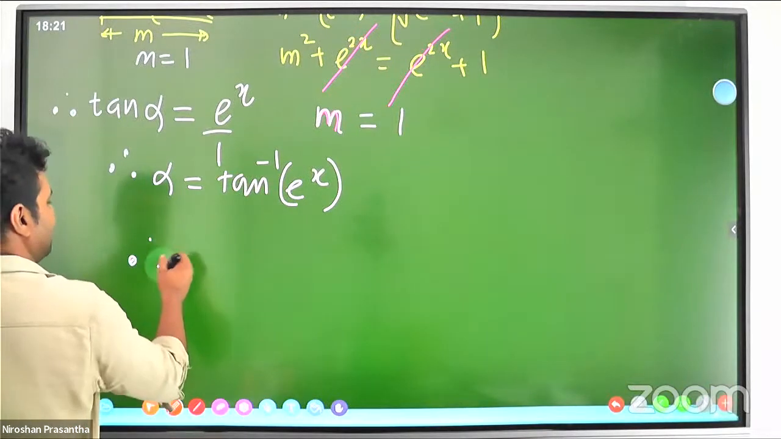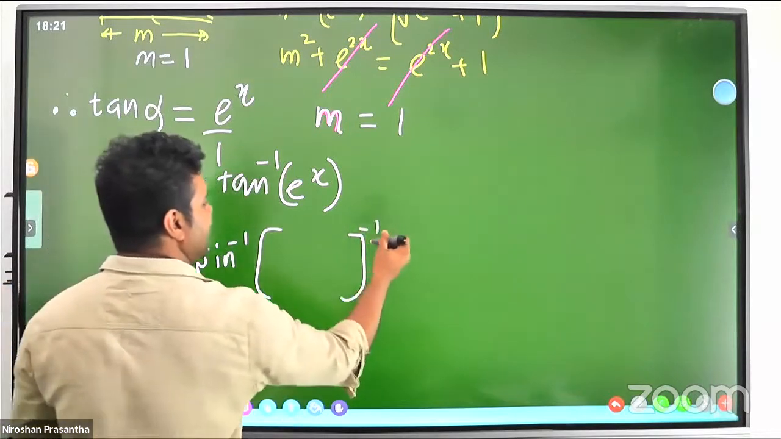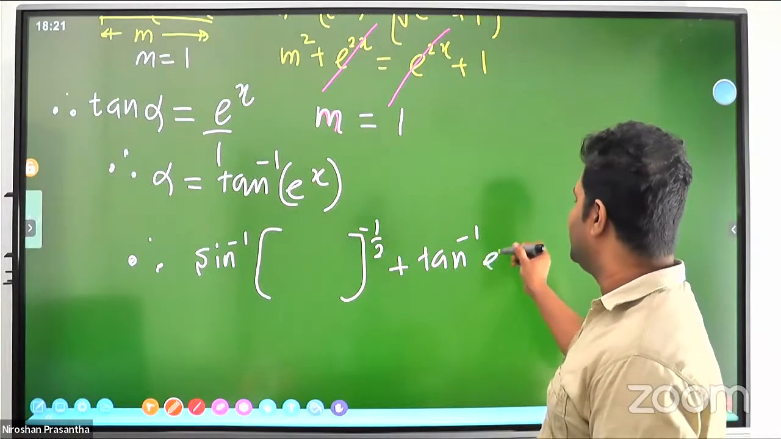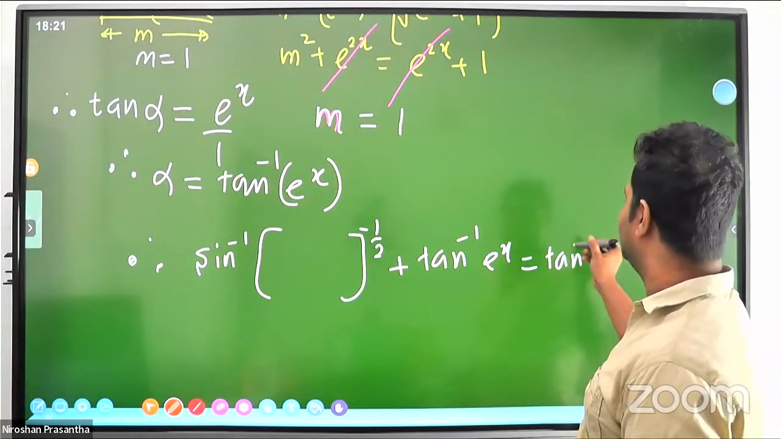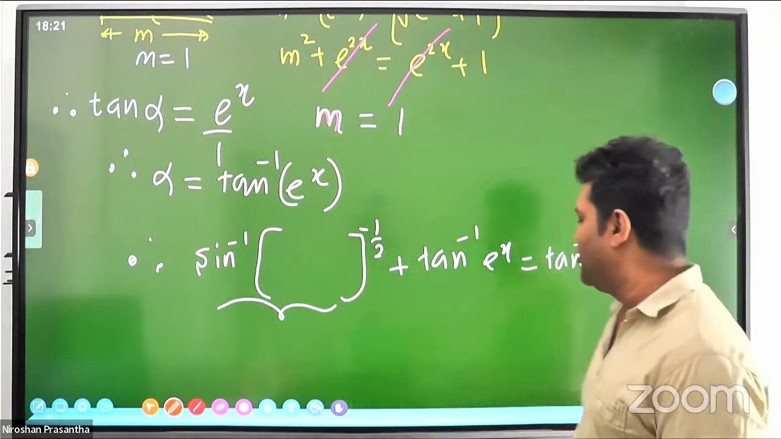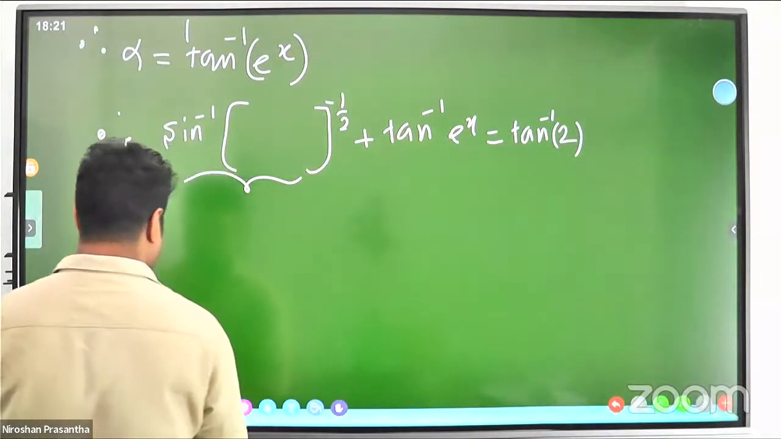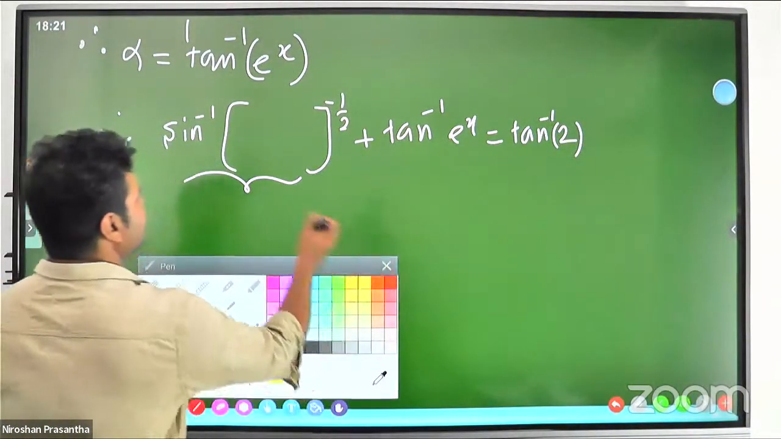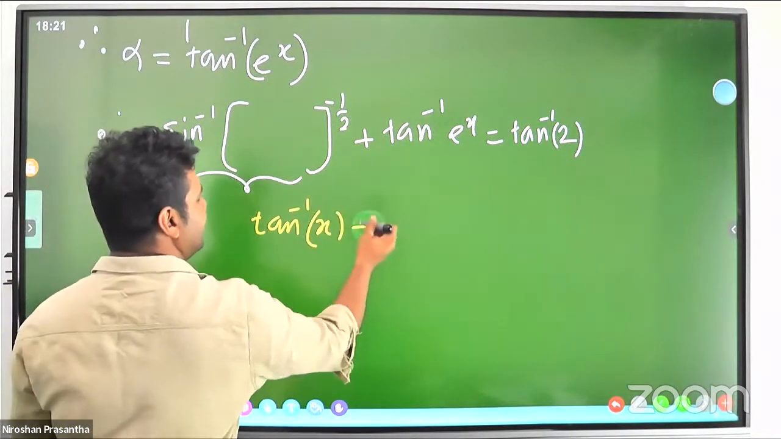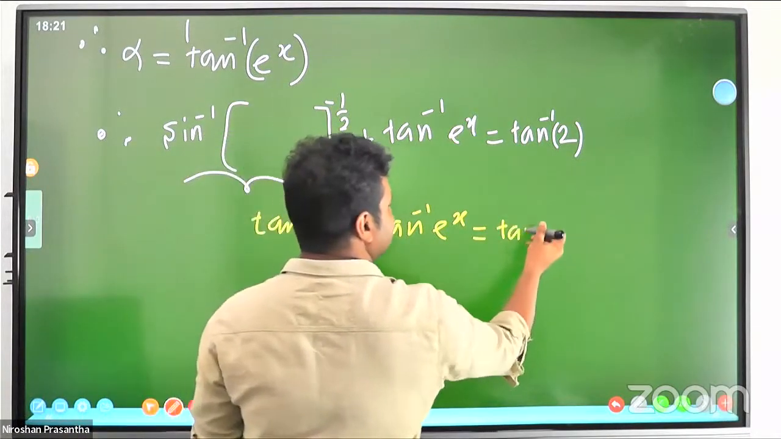Therefore, what is the question? Sine inverse of something to the power minus half plus tan inverse e^x equals tan inverse 2. This was your answer. Now, instead of this one, we can write tan inverse e^x, because it is the same alpha, then tan inverse e^x plus tan inverse e^x equals tan inverse 2.